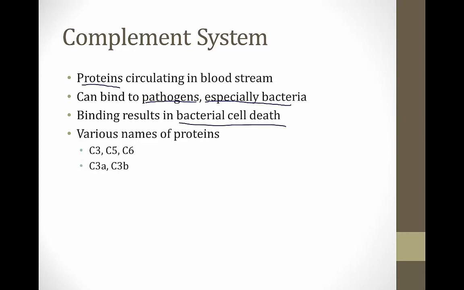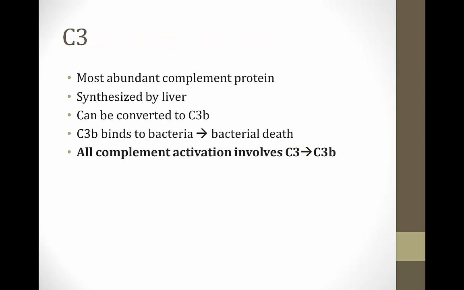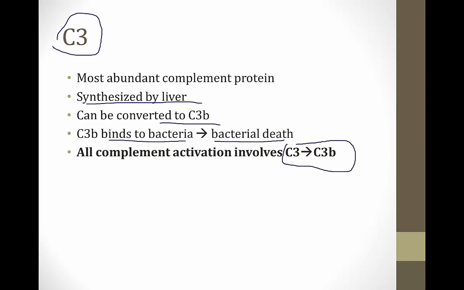And they go by various names like C3 for complement protein C3, and C5 and C6. Sometimes they also have a letter like C3a and C3b. Of all the different complement proteins, the most abundant is C3. It's synthesized by the liver and it can be converted to C3b. And when stable C3b binds to bacteria, this leads to bacterial cell death. And all the different pathways of activation of the complement system involve the conversion of C3 to C3b.